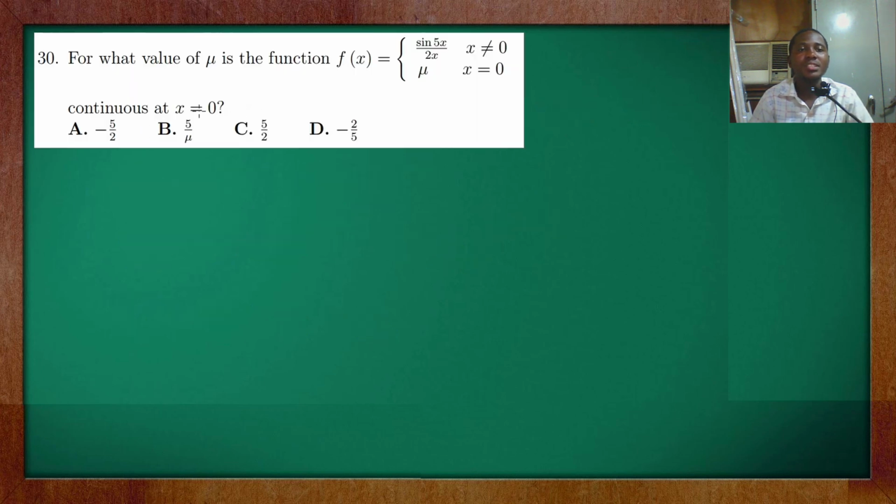In this question, they said for what value of mu is the function f of x equals sine 5x over 2x if x is not equal to 0, and it's mu if x is equal to 0, continuous at x equals 5.